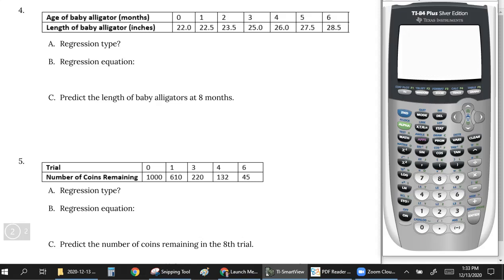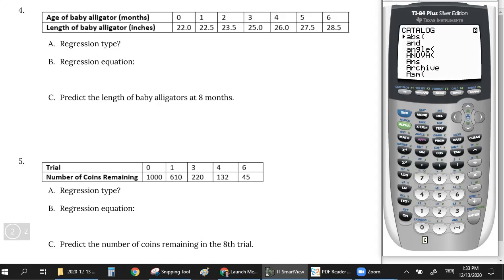When you do regressions on a calculator, we want to make sure that we're using an appropriate equation. So the first thing we're going to do is turn on diagnostics. This means we're going to have an extra value, r squared, below our regression equation once we figure that out. That will tell us how appropriate our equation is for our data. To get there, hit your second button and then go to catalog, so 0.